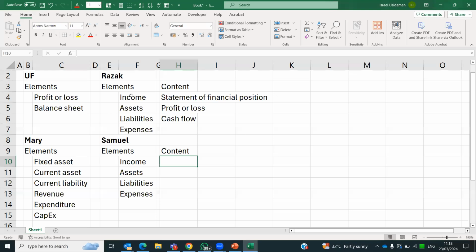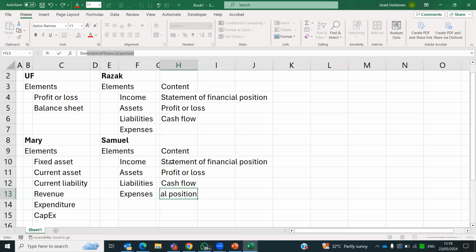For the contents, what is not there is the notes to the accounts, and the statement of changes in equity. I'm following what the other guy did. So: statement of financial position, profit or loss, cash flow, statement of changes in equity, and notes to the accounts. All right. Thank you very much. Thanks, man.